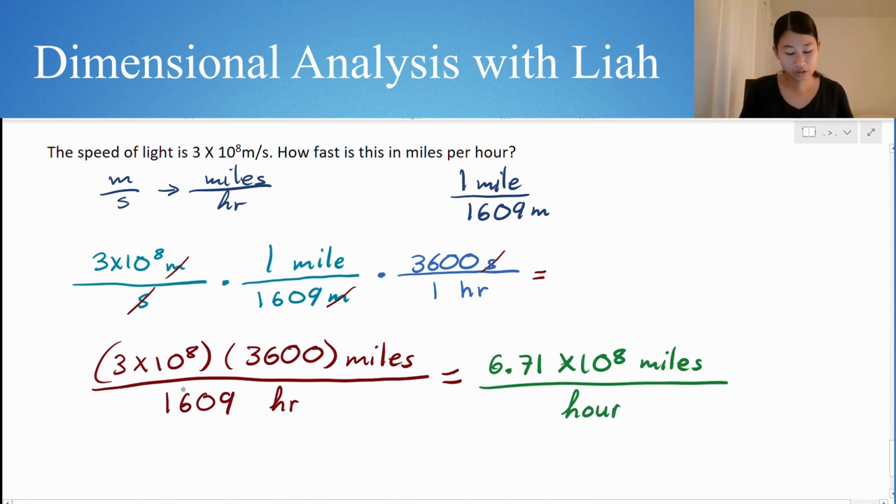And just a note on this last question, make sure that you are putting this in parentheses, 3 times 10 to the 8th, so the calculator knows what it's doing, and it doesn't get confused and try to multiply this whole thing by 10 to the 8th.